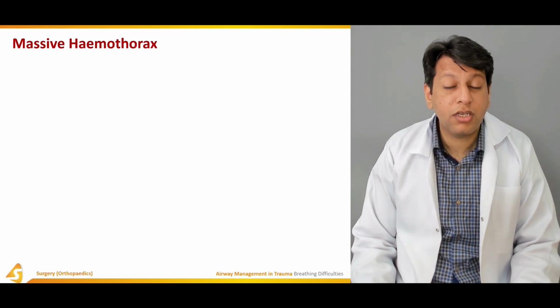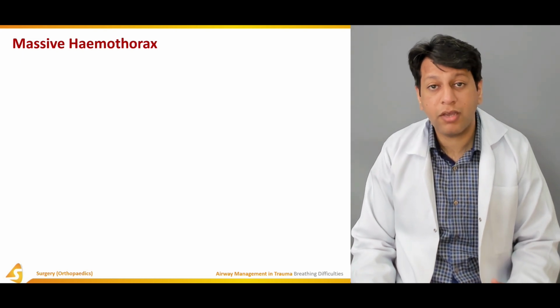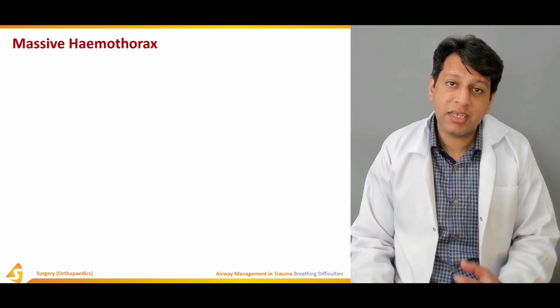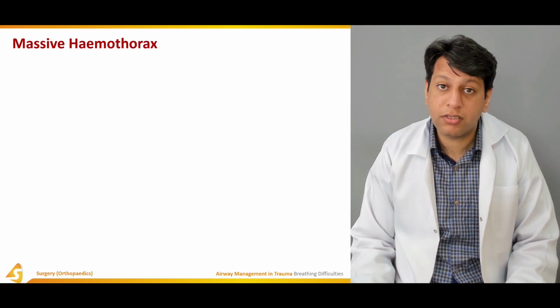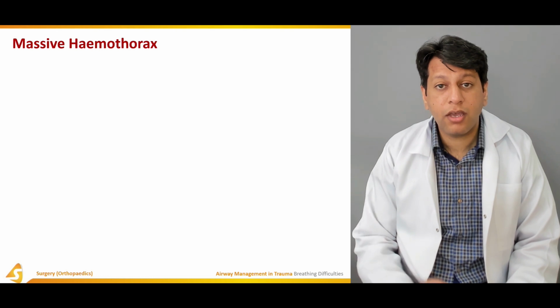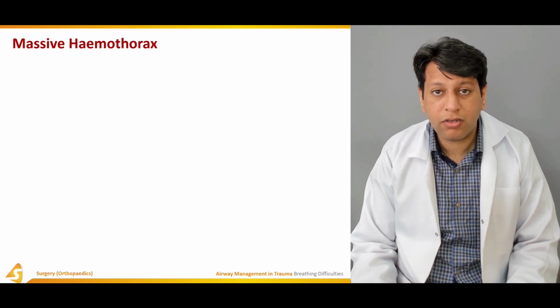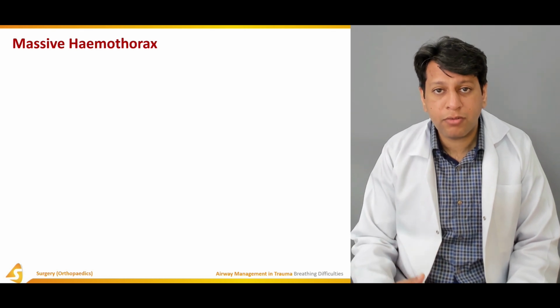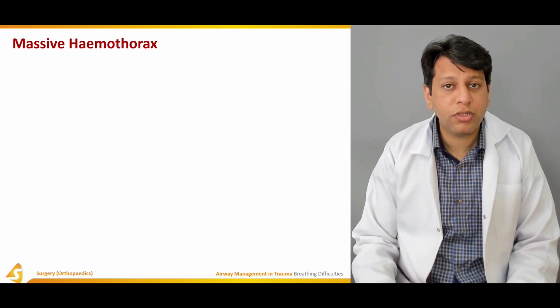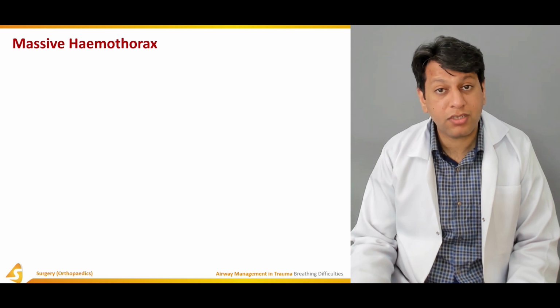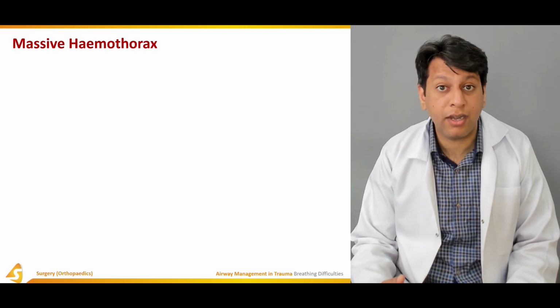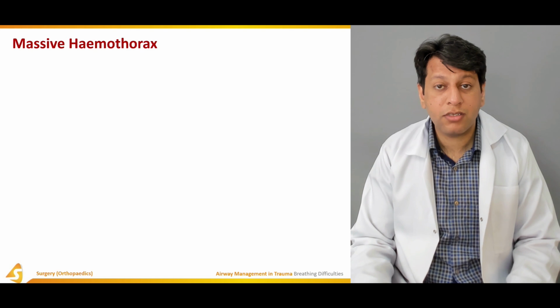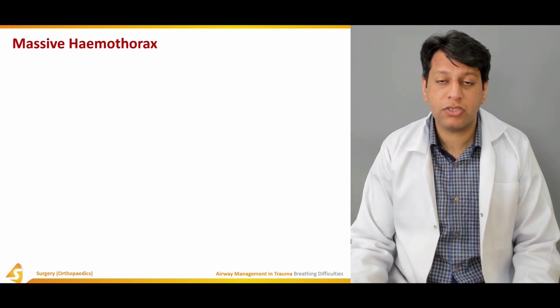Hemothorax is actually a collection of blood in the pleural cavity. We call it massive if there are three indications. That is, the patient has some kind of bleeding in the thoracic cavity. We have passed the chest tube, and on passing of the chest tube, there is more than 1500 ml of blood which has come into the chest drain immediately. That is, as we have passed it, there is actually a massive gush of blood into the chest drain.